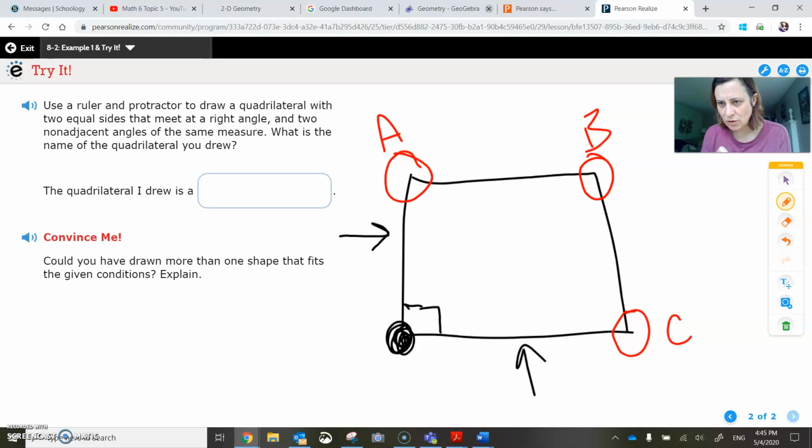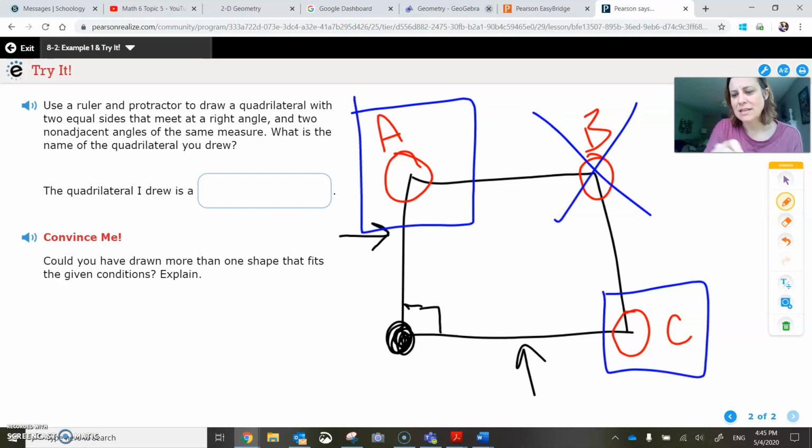So I want you to pick 2 of them that are non-adjacent. So out of A, B, and C, which 2 are not next to each other? Well, B is next to both of them, next door neighbors. A is next to B, and C is next to B. So the one that's next to everybody is B. So that means that angle A and angle C are non-adjacent angles. And they're supposed to be of equal measure. So actually, this is one of the right answers to this problem.